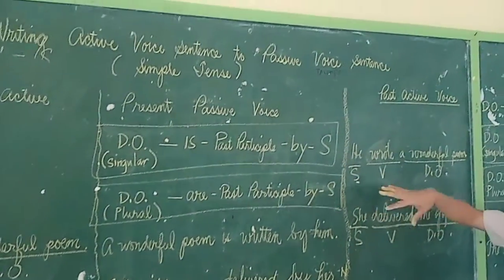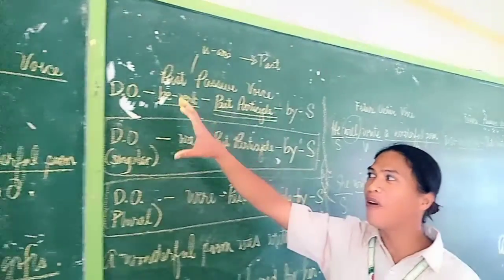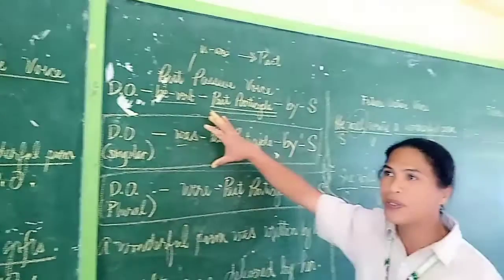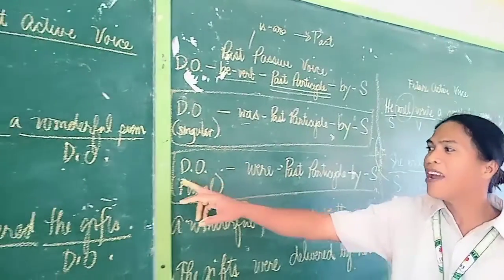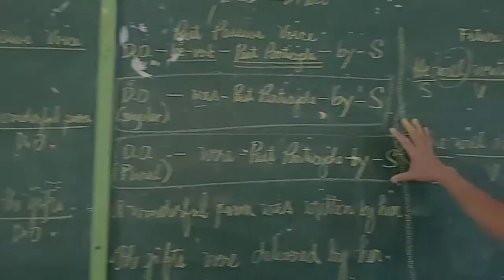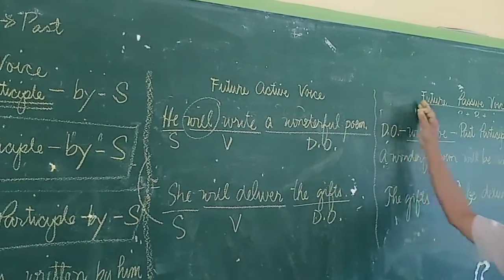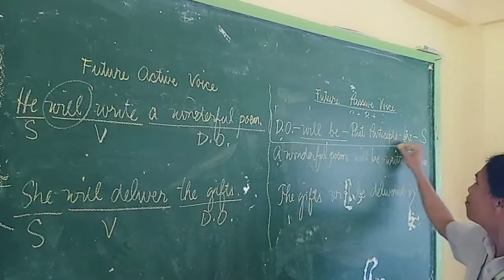Okay, what about writing that past active voice to past passive voice? Again, focus on your direct object. If it is singular, okay, use this pattern. Clear? If your direct object in the past active voice is plural, use this pattern. And for writing future active voice sentence to future passive voice, okay, we are going to use this one pattern.